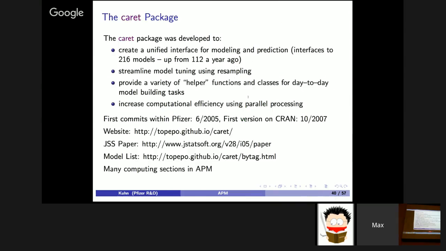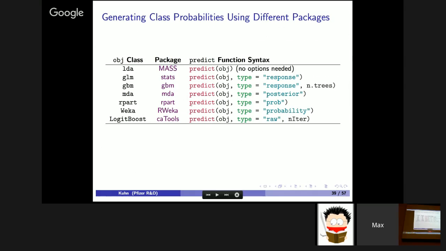And so what we did is we developed something called the caret package. Caret stands for classification and regression training, and it's sort of a unified interface that wraps a bunch of different models, and right now we're up to about 216 models. 112 was actually more than a year ago, so that's a typo. But what it does is it gives you a common interface. So in this particular instance, we settled on type equal prob, and then we make the translation: when you use a GLM model, it actually uses type equal response under the hood, but you only have to remember type equal prob.